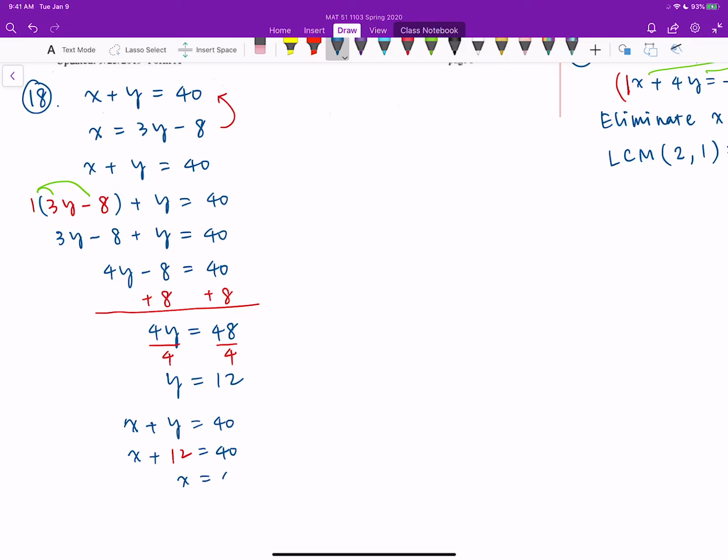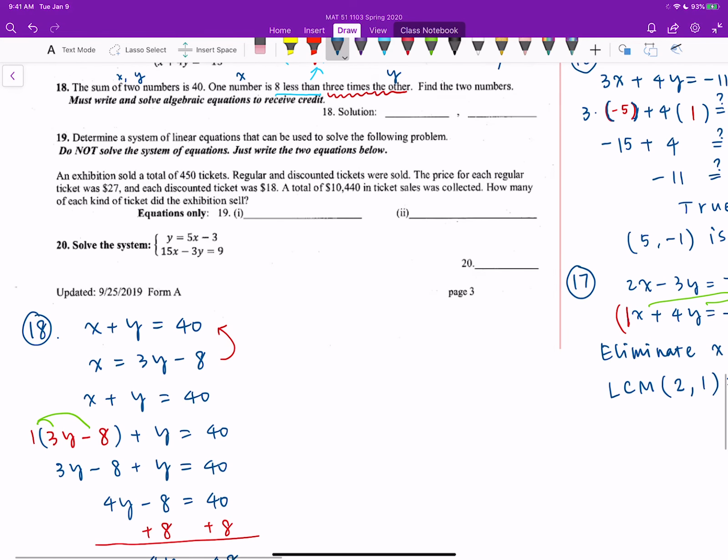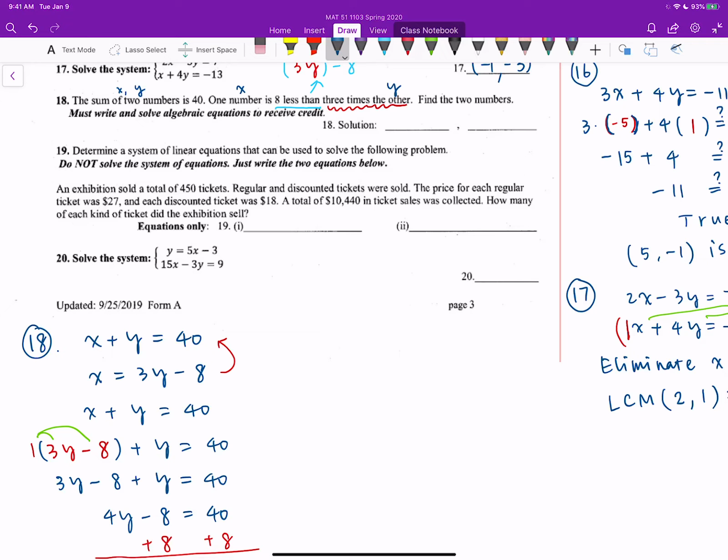Therefore, x is simply 40 minus 12, and that is 28. You could also check that 28 is 3 times 12 minus 8. So let's write down the two numbers. X is 28, y is 12.